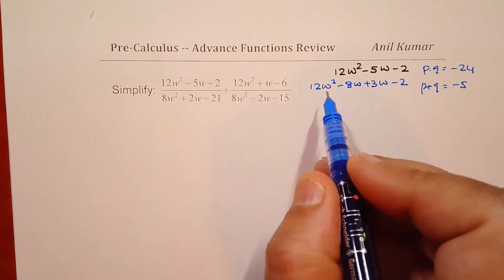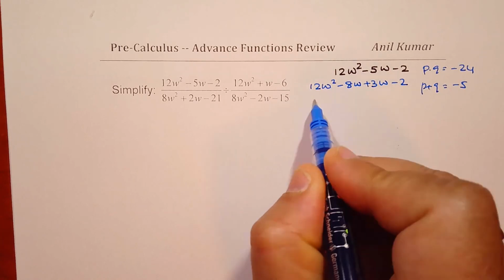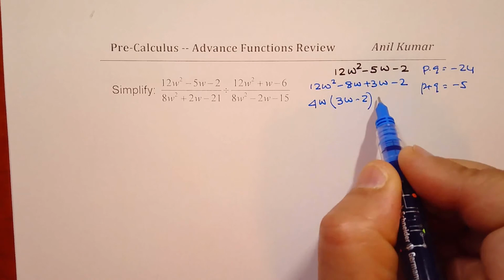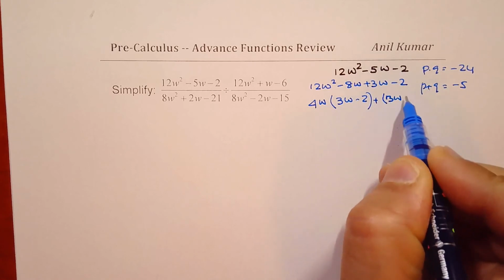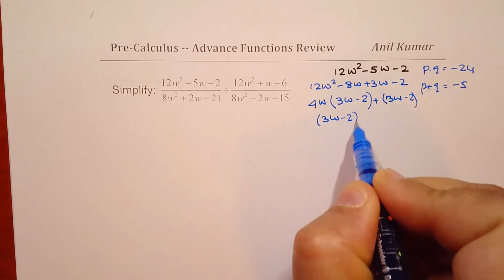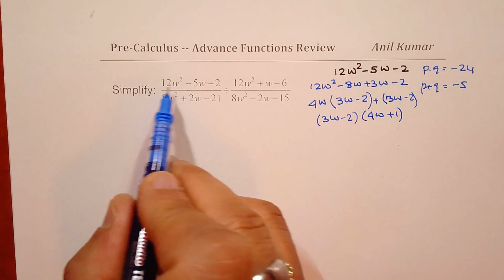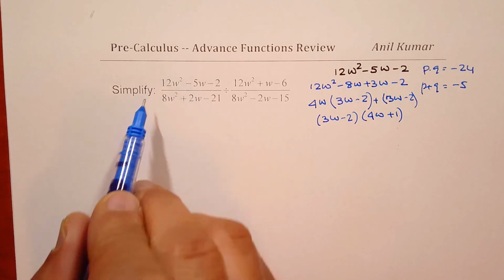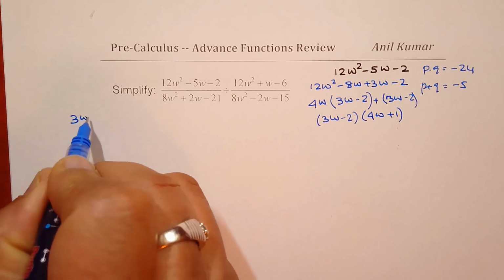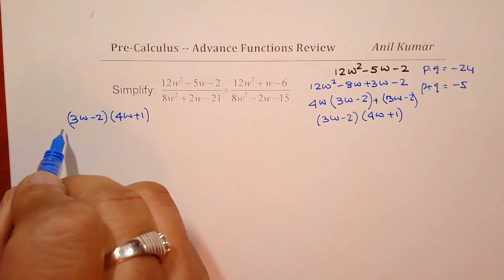And now let's continue to factor these four terms by grouping. 12w square and minus 8w give you a common factor of 4w. So we get 3w minus 2, and we already have 3w minus 2 in the second part. So we can now take 3w minus 2 as a common factor between the two terms and get 4w plus 1. So this expression in the numerator of the first term gives you 3w minus 2 times 4w plus 1. So we got the first term, numerator.